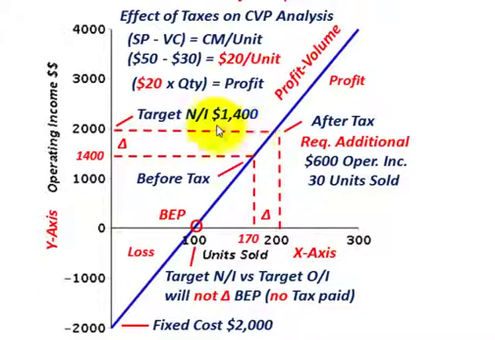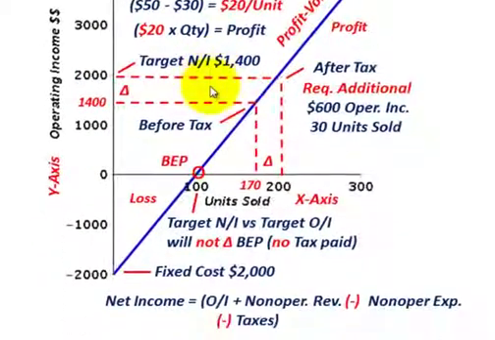What we're doing here is looking at a targeted net income of $1,400, and we're going to understand that we need a greater operating income to cover our targeted net income of $1,400. We're going to have to generate a greater operating income because of the taxes. So let's go down and understand this targeted net income. Net income equals your operating income plus any non-operating revenues, minus any non-operating expenses, and also minus any taxes.